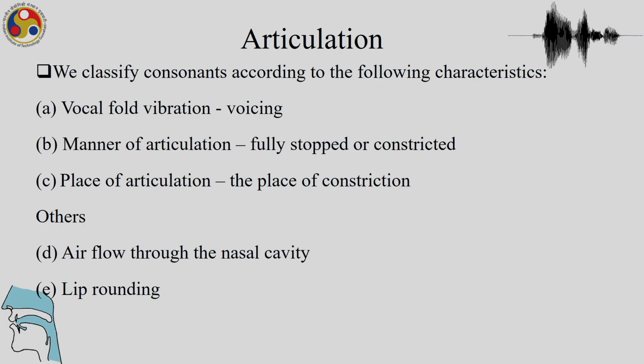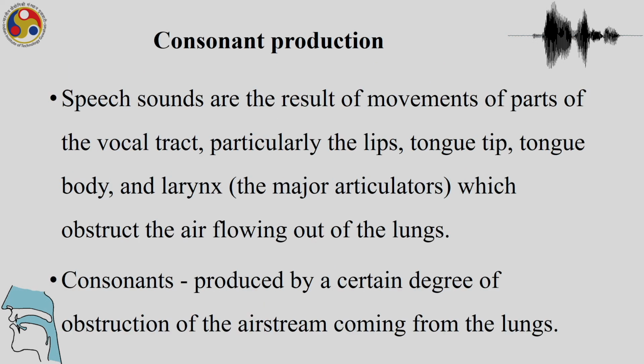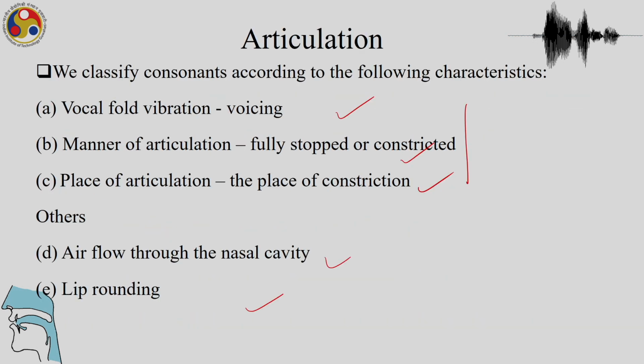Okay. Now, what are the important parts of that articulation? The three important things which we already mentioned the other day are place of articulation, manner of articulation, and vocal fold voicing. There may be others which characterize the sounds that we produce, like airflow through the nasal cavity or lip rounding. So, remember that these are important things in articulation.